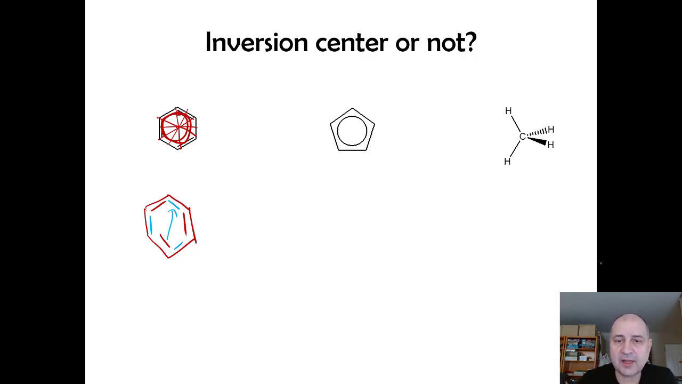Cyclopentadiene is also flat, and so if there is an inversion center and you perform just one of these carbons through that inversion center, it would end up in space. So this one does not have an inversion center. Benzene does. Methane here, or any tetrahedral, does not have an inversion center. Should also be pretty easy to see that this would project into space. Let me show you real quick.